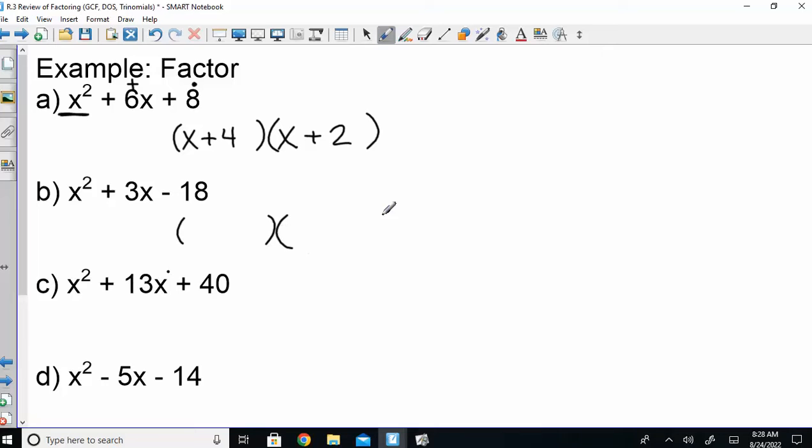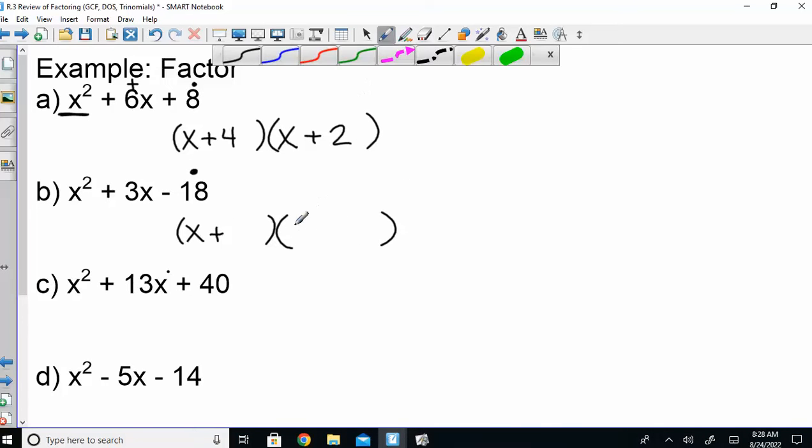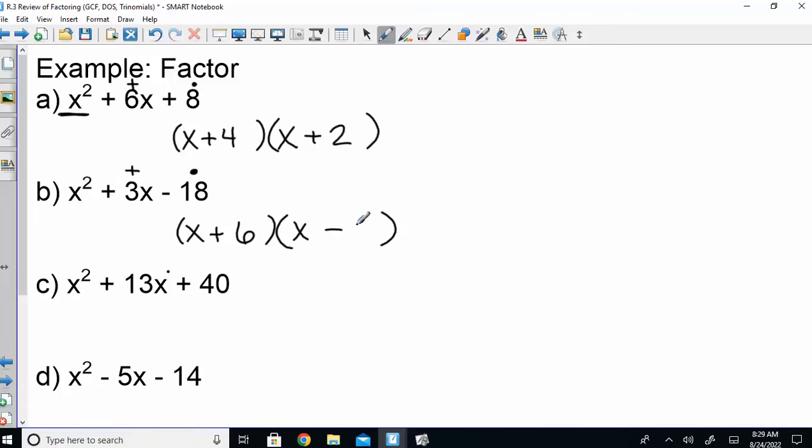So we know x squared breaks into x. If they multiply to a negative, the only way to get a negative is if you take a positive times a negative, right? And they have to add to positive 3. So things that multiply to 18: 1 and 18, 2 and 9, 3 and 6. If we want a positive 3, the bigger number needs to be positive, so x plus 6, x minus 3. 6 plus negative 3 is 3, positive 6 times negative 3 is negative 18. So it works.